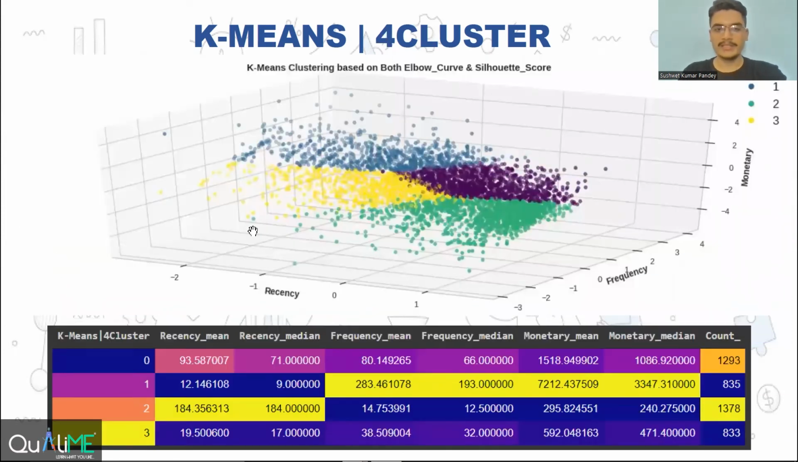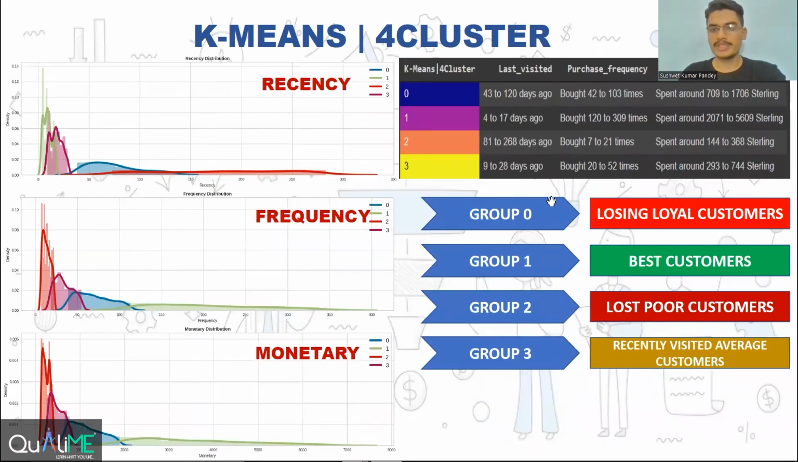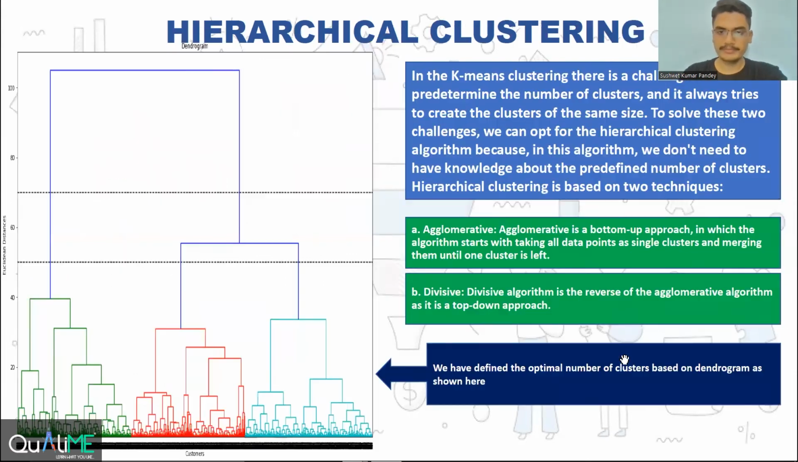And this is k-means if we make 4 clusters. So these are the stats. This is the description. Group number 0 are the lost loyal customers. They used to spend a lot of money, but have not visited recently. These are the best customers. They visited recently. They spent a lot of money. They bought so many number of times. These are the lost poor customers. Have not visited recently, and they spent a very less amount of money. And group number 3, these are the recently visited average customers.